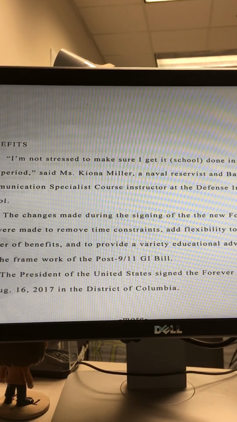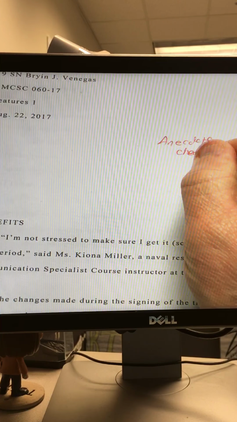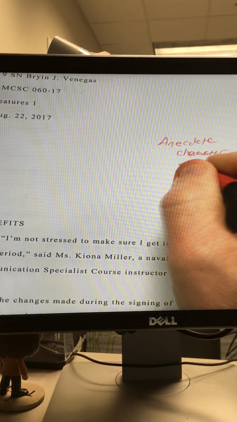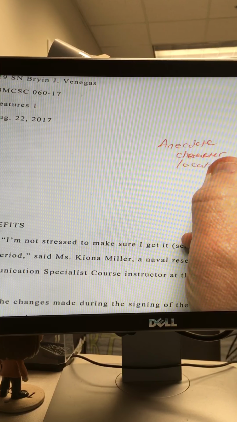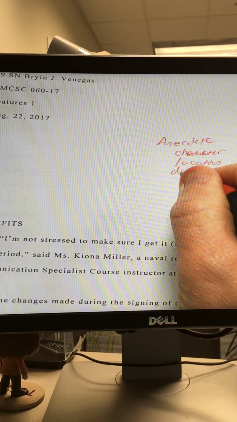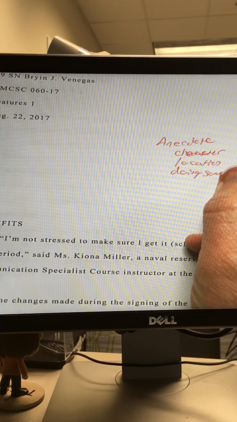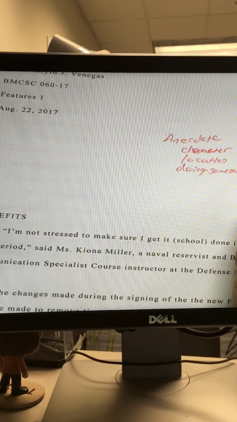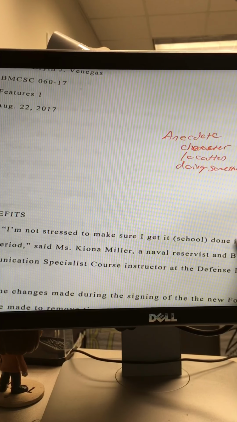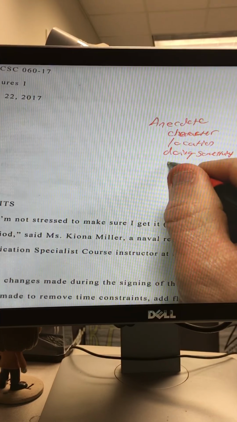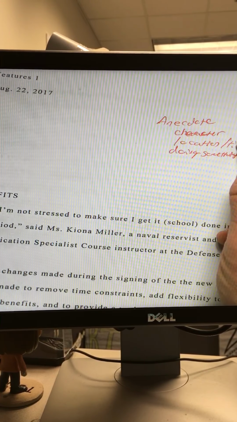So if you go through that checklist, let me see if I can write that down with my pen here. So the checklist for an anecdote. You need a character. You need a location. You need the character to be doing something specific. And you need a location that includes time.